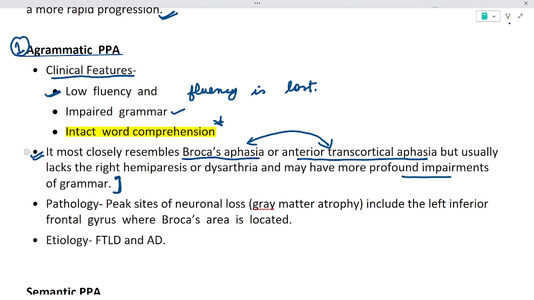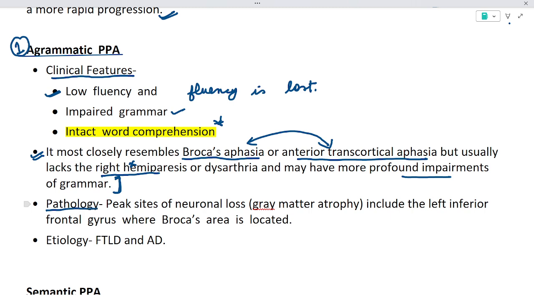The grammar is mainly involved and there is no hemiparesis. Why? Because Broca's aphasia occurs in stroke and there is no stroke in PPA. So in agrammatic PPA, although it resembles Broca's, it will not have any hemiparesis.